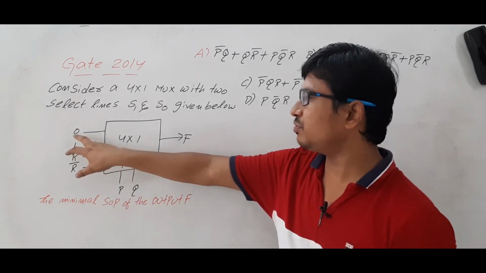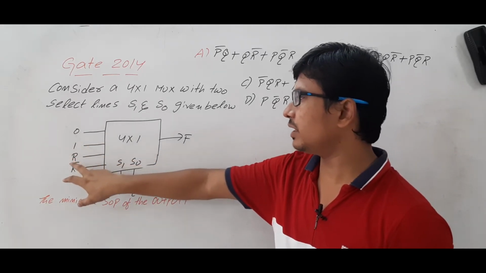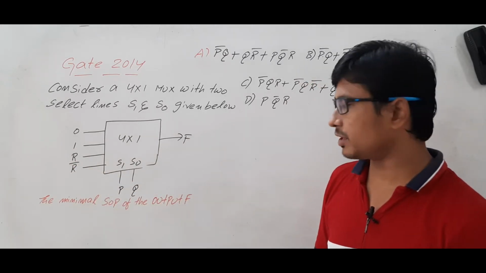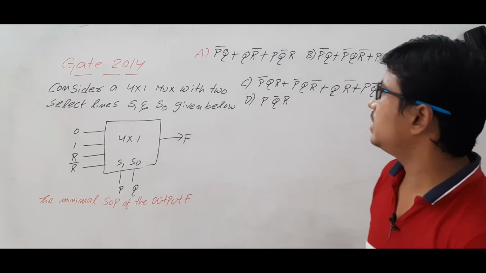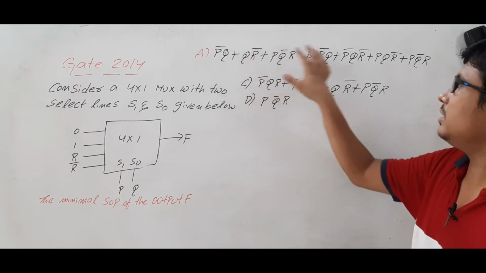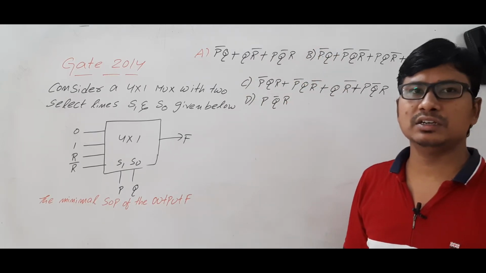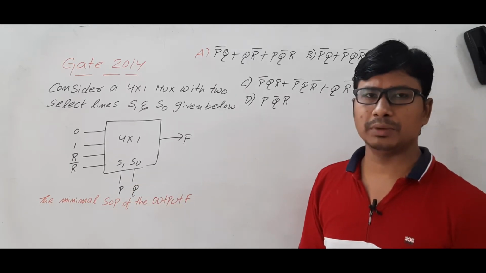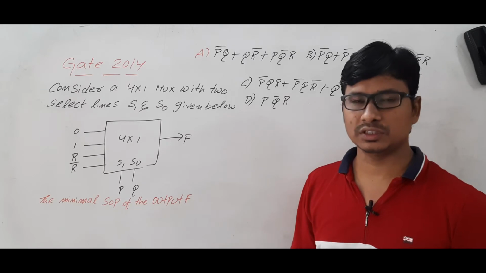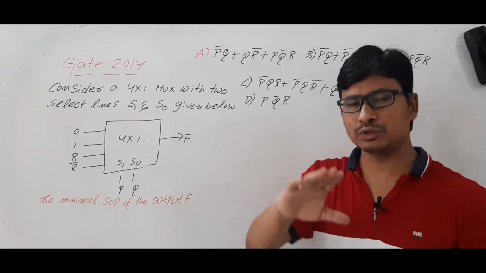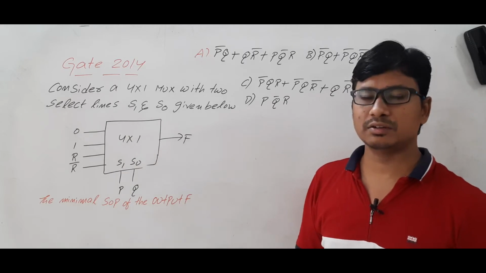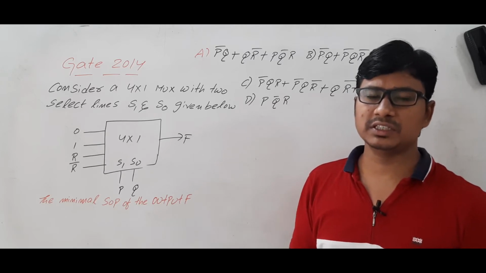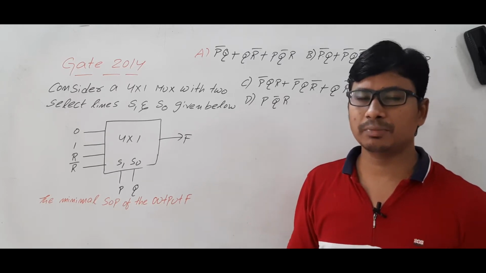Now they have given the 4 input lines as inputs 0, 1, R and R complement. Then they are asking the minimal sum of product expression for the output F. And they have given the 4 options A, B, C and D, and they are asking us to find the right answer. Those who have watched my earlier videos related to multiplexer can easily solve this question. So those who have watched, I request you to pause the video and try the answer by yourself and check whether your answer is correct or not. If you have made a mistake somewhere, I request you to watch the complete video for better understanding.